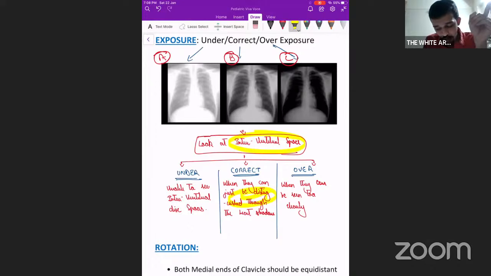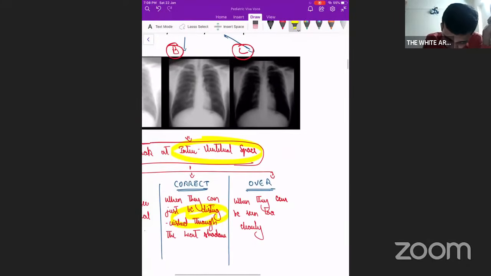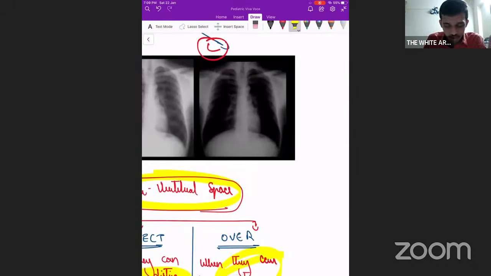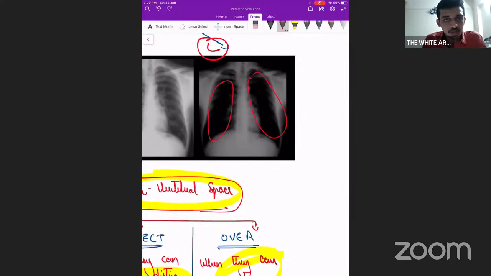Whereas you compare to an overly exposed film, what you see over here is they become very clearly visible. In that case, it will be overexposed. You might get confused that there are no lung markings over here. It is a bilateral pneumothorax, you might as well say. But the problem is it is an overly exposed X-ray, correct? And how do we tell that? The intervertebral space, what you see, is very much clear. You can trace it down to the bottom, correct?